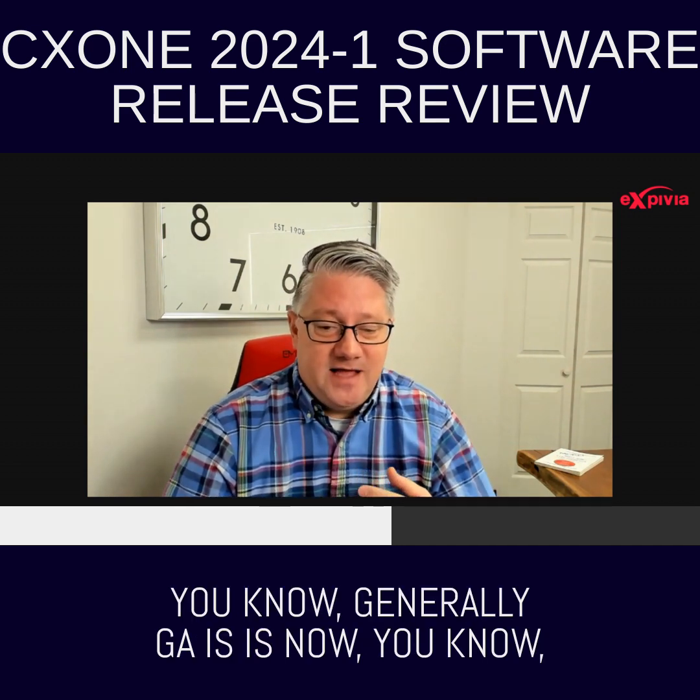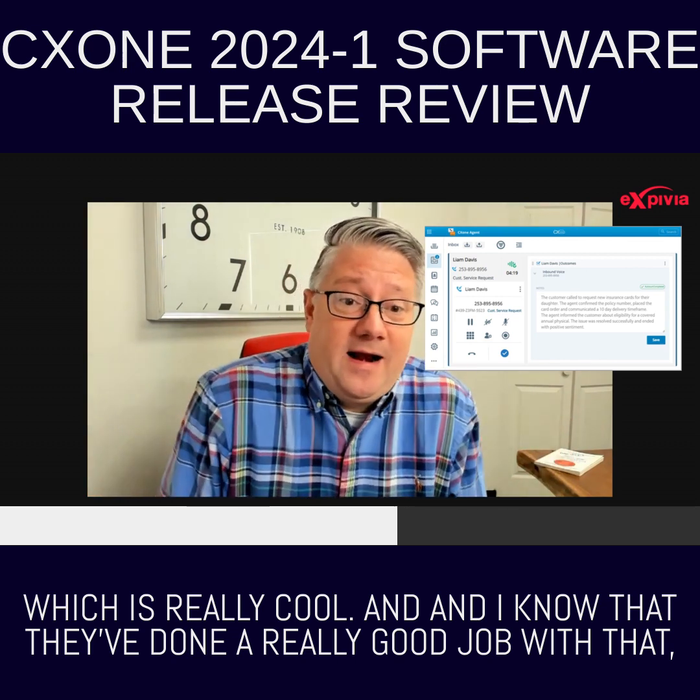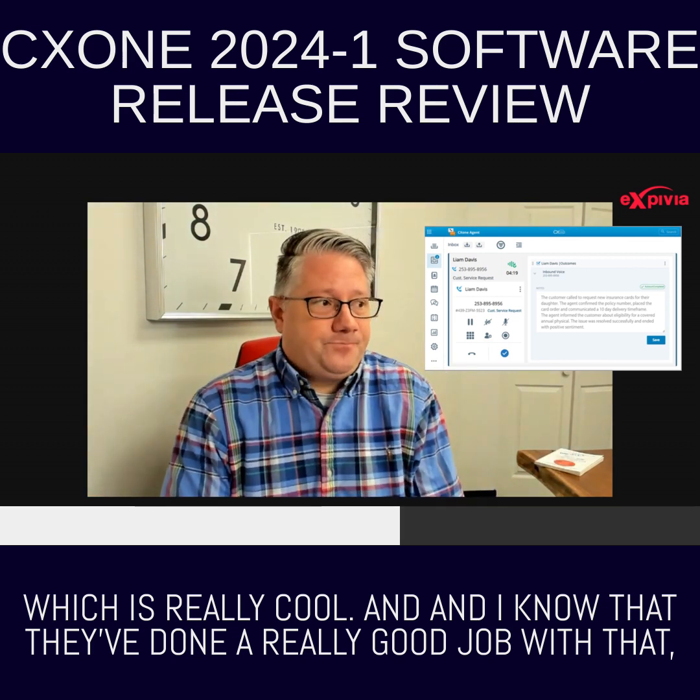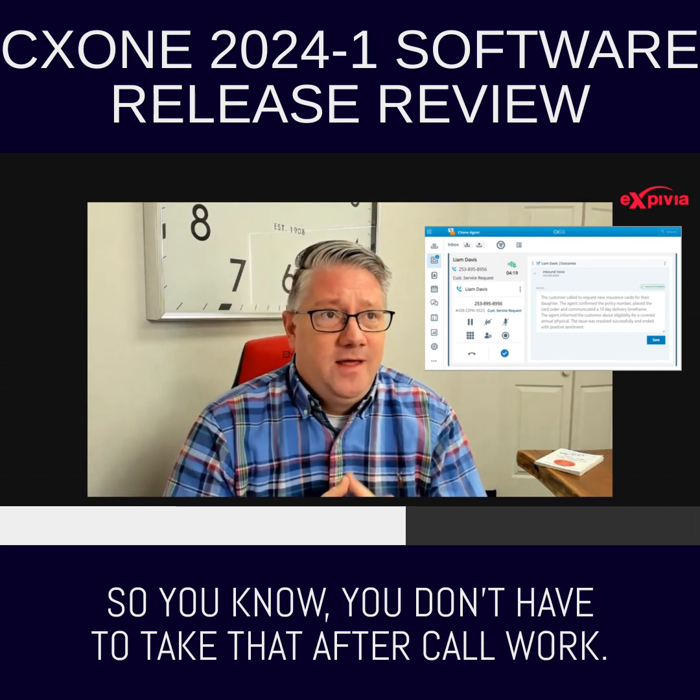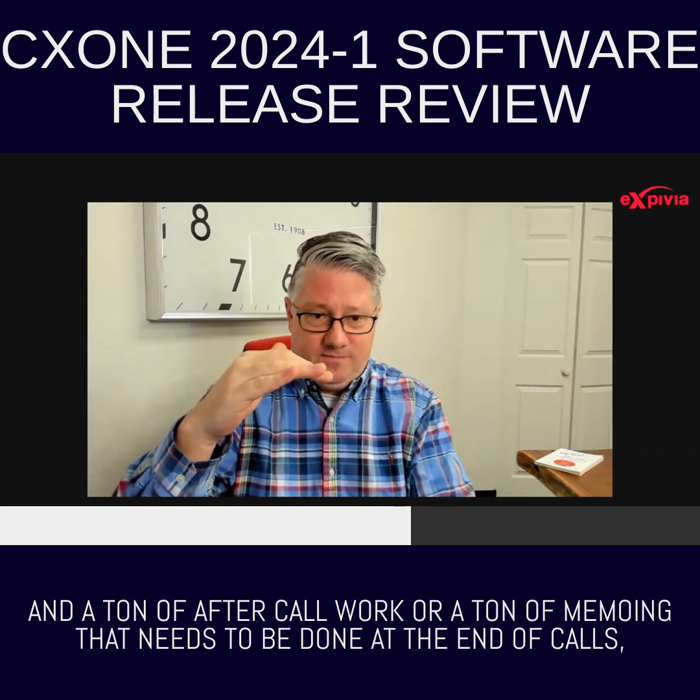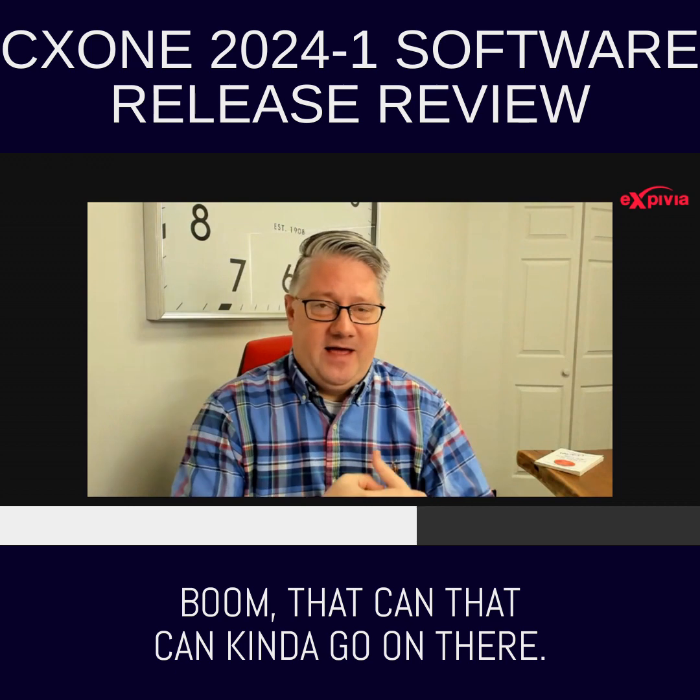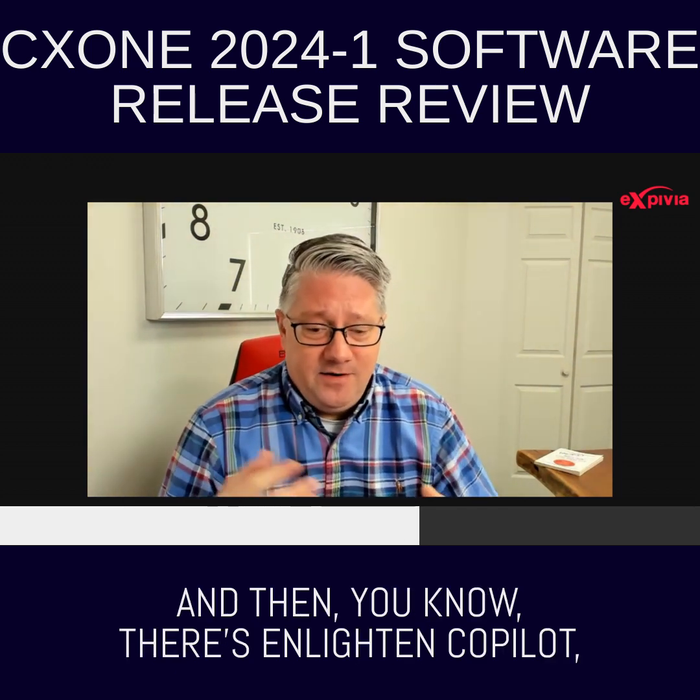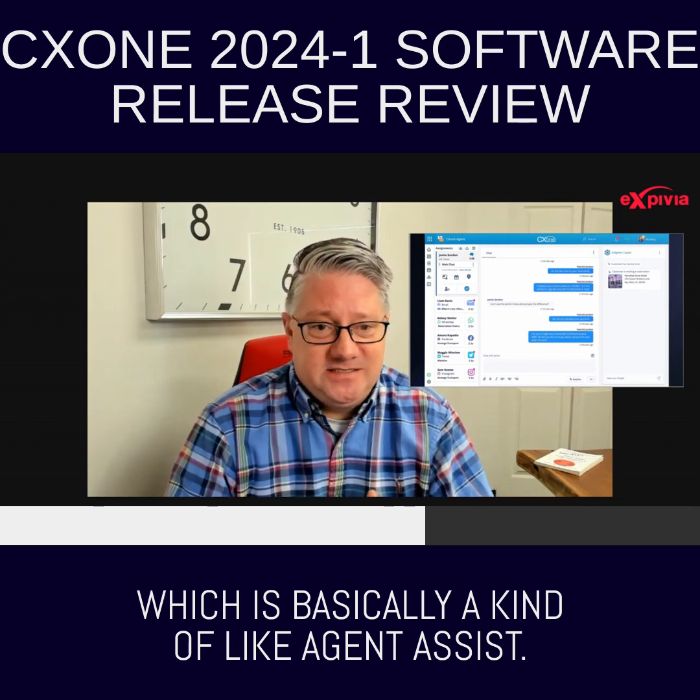Generally GA now is Enlighten Auto Summary, which is really cool. I know they've done a really good job integrating it into all the different CRMs as well, so you don't have to take that after call work. If you have a ton of agents and a ton of after call work or memoing to be done at the end of calls, boom, that can go on there. And then there's Enlighten Copilot, which is basically like agent assist, right?